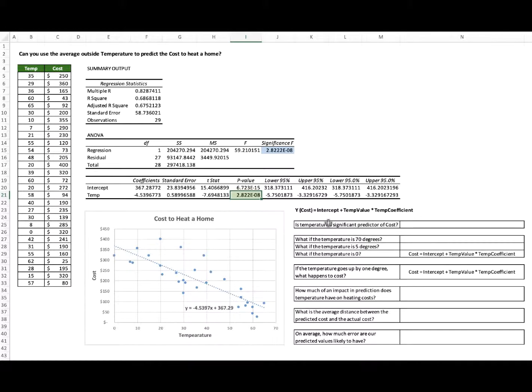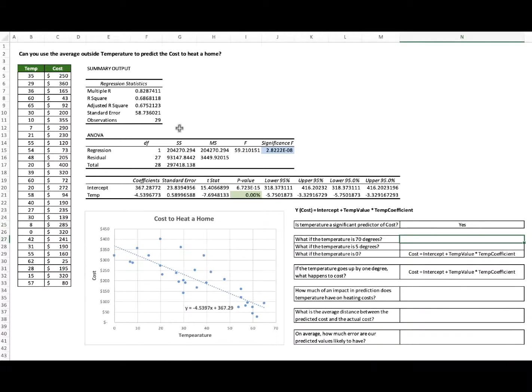Okay, so let's go down to the questions so we can interpret what this means. The first one says, is temperature a significant predictor of cost? If the p-value is less than 0.05 or 5%, feel free to turn it into a percentage if you'd like. So if it's less than 0.05, this one says it's 0, and I'll increase the decimal places so you can see. Really, really small. Yes, it is significant. The chance that we're wrong is very, very small.